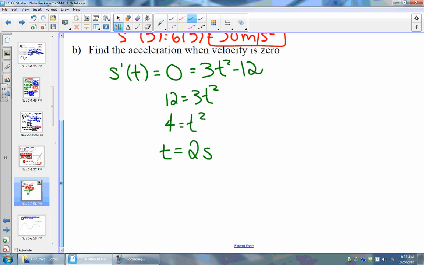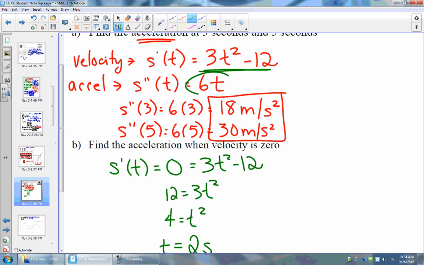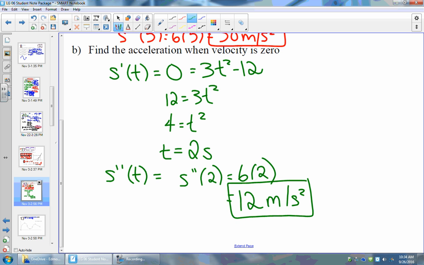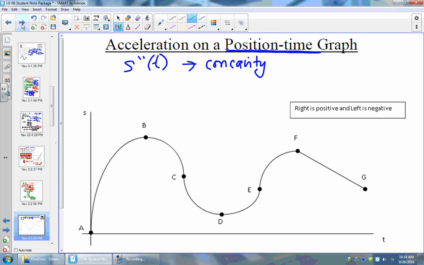Okay, positive 2. And it's saying find the acceleration. So right now, at 2 seconds, our velocity is 0. So our acceleration, which is our second derivative, which remember we figured out right here, we want to look for that when it's 2 seconds. Okay, so that's going to give us 12, and our acceleration would be meters per second squared. All right.